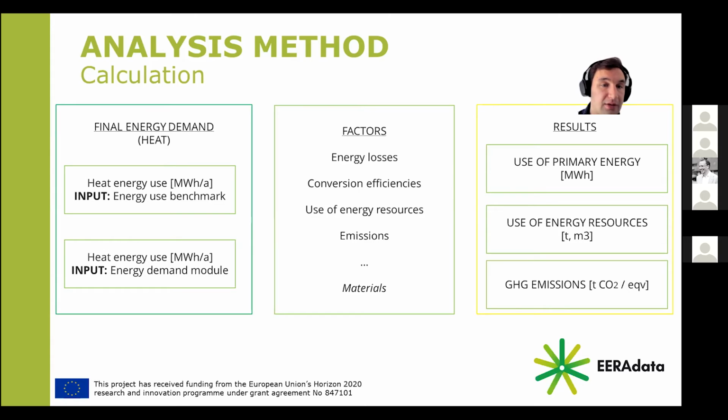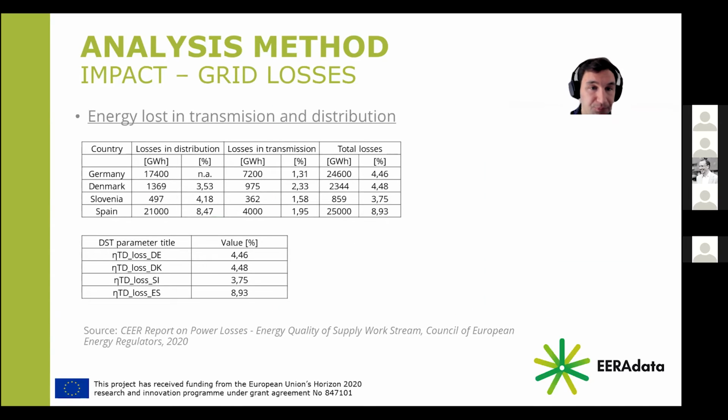And for heat, it's basically exactly the same approach. So either you're supplying it on site or you're providing it from the grid. You just apply the same factors in terms of conversion efficiencies and energy losses to basically get the same outputs, which are the primary energy and use of materials and greenhouse gas emissions.